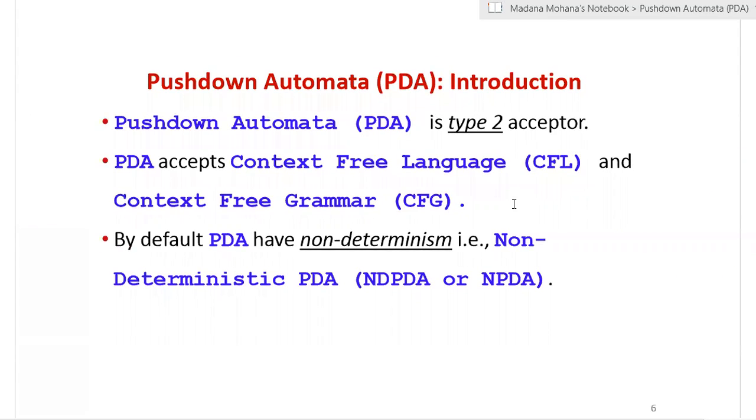Now let us see the introduction to pushdown automaton. So pushdown automaton is a type 2 acceptor as per Chomsky hierarchy. So PDA is a type 2 acceptor or recognizer. So PDA accepts context-free languages, abbreviated as CFL, and its associated grammar is context-free grammar, denoted as CFG. By default, pushdown automata have non-determinism, that is non-deterministic pushdown automata, termed as NDPDA or simply NPDA. This also we will discuss separately.